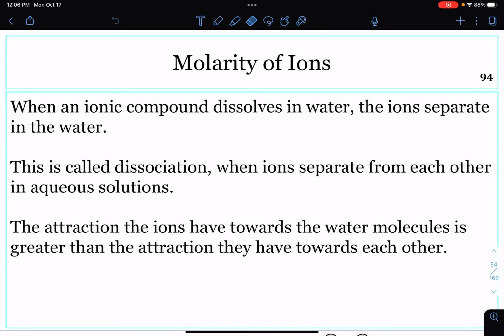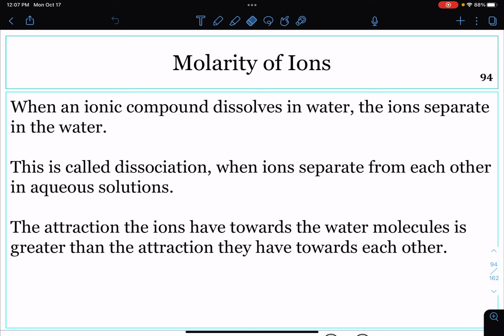In this video, we will continue our lesson on 3.4 and learn molarity of ions and dilutions. When an ionic compound dissolves in water, it dissociates, which means it separates into individual ions in the water. The ionic compound no longer exists as a compound with the ions stuck together, but instead they are floating around in the water separate from each other.